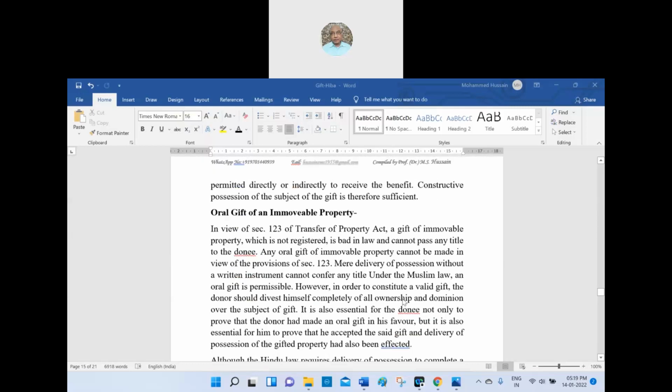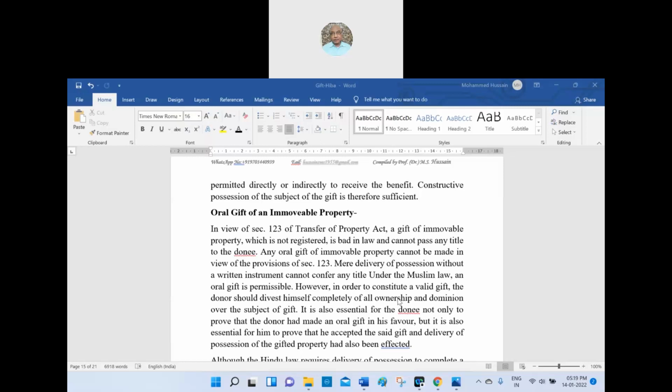Oral gift of an immovable property. In view of Section 123 of the Transfer of Property Act, a gift of immovable property which is not registered is bad in law and cannot pass the title to the donee. Always, immovable property should be put in black and white, in writing. Any oral gift of immovable property cannot be made in view of the provision of Section 123.